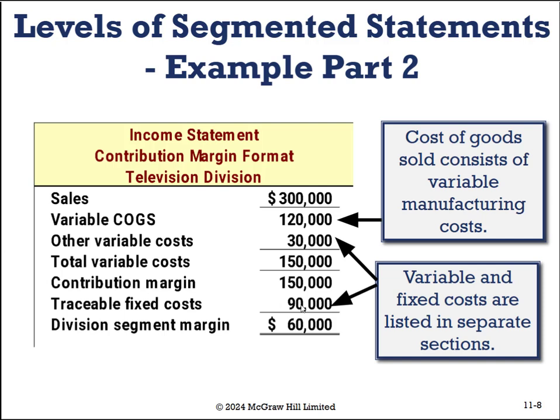So here we have our total income statement for the television division. So we still have a contribution margin. It has sales less our variable costs equals our contribution margin, less our traceable fixed costs. That is fixed costs that are traceable to the television division. And that gives us our division's segment margin.